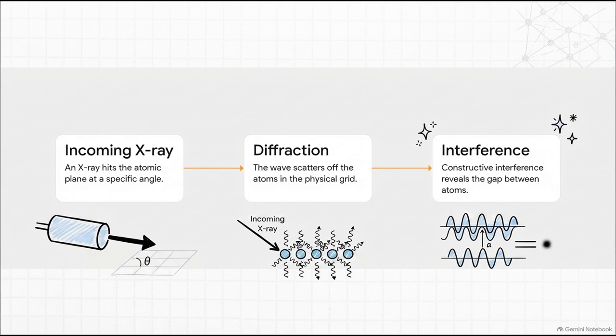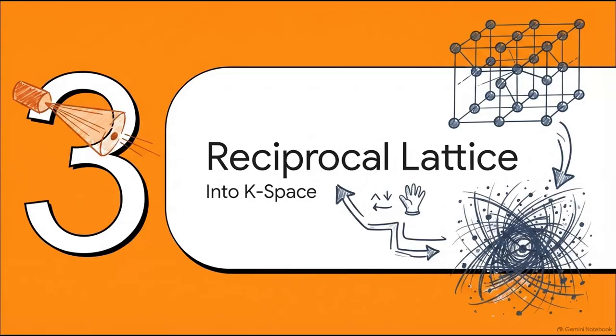When that happens, the math perfectly aligns. 2 times the physical distance d multiplied by the sine of the angle equals an integer multiple of the X-ray's wavelength: 2d sin θ = nλ. Boom! When we get that strong signal, we can work backward to calculate the exact physical gap between the atoms. Which brings us to section 4. The reciprocal lattice. And here is where the story takes a bit of a wild turn.